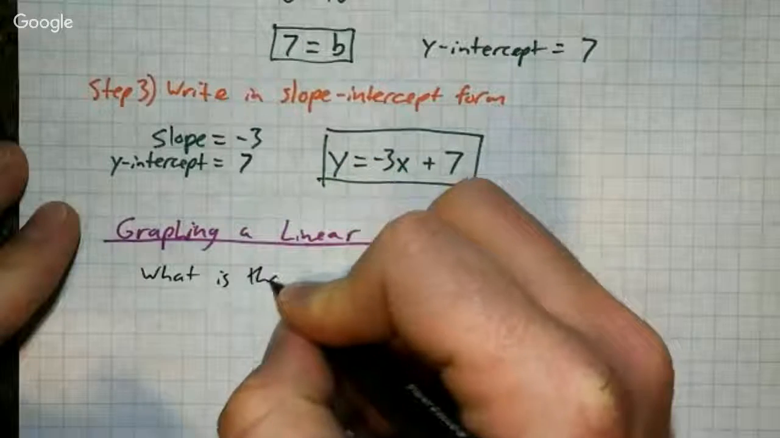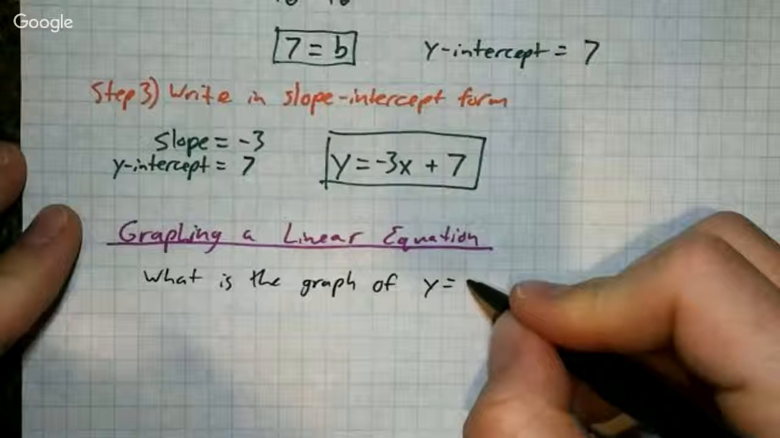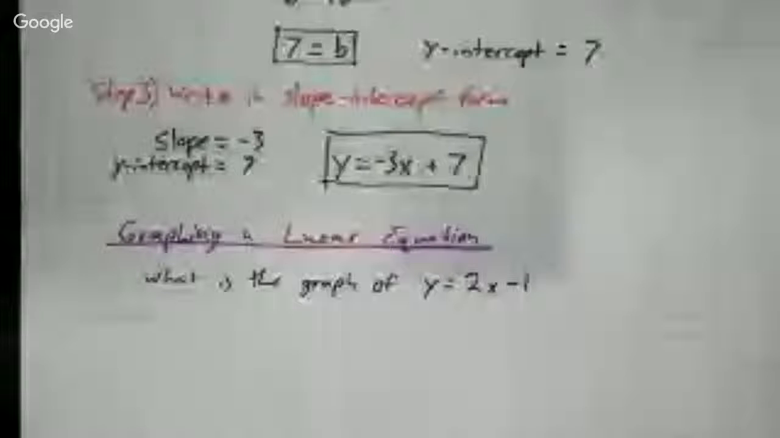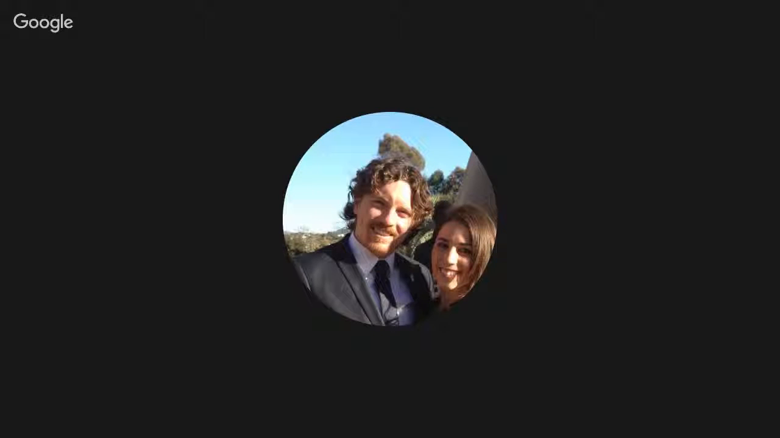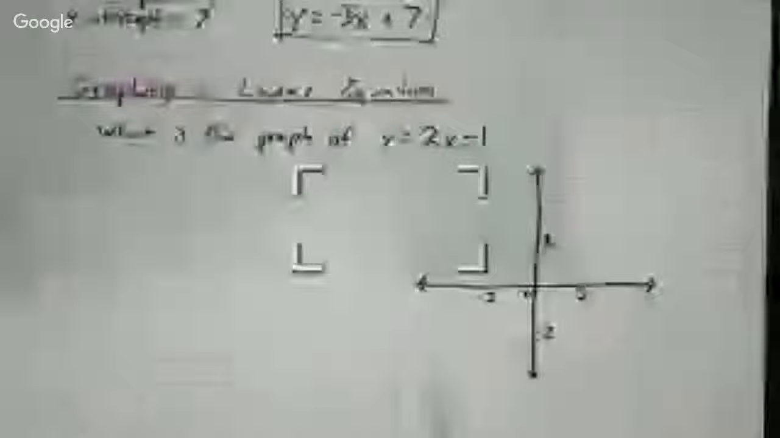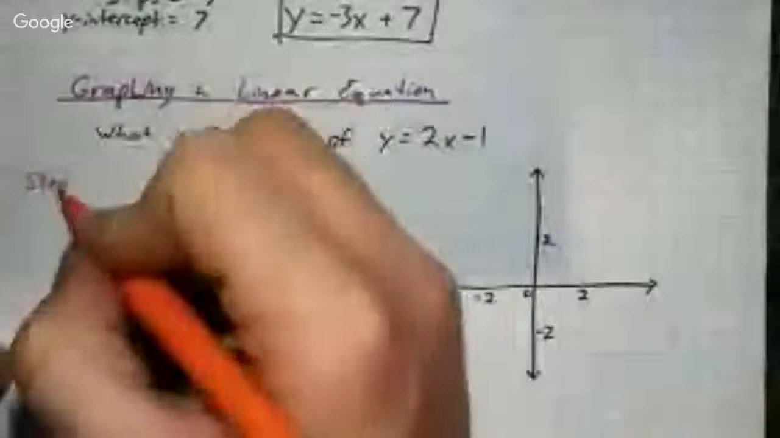Okay, so the question is, what is the graph of y equals? So we're going to need a graph, so we can do some work on this graph. This is my x and y, with zero in the middle there. Okay, so we have that information, and we have our slope-intercept form. So over here on the side, we'll start with step 1.